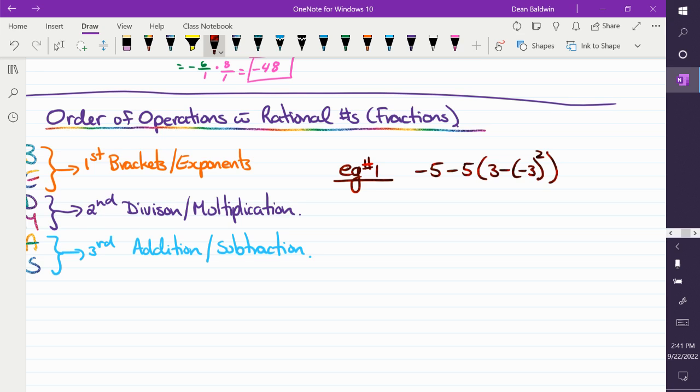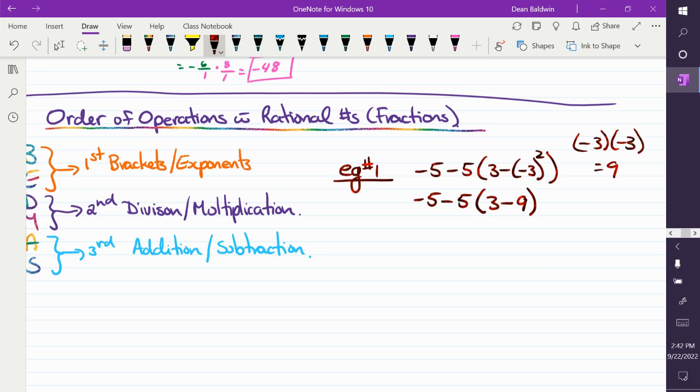Exponents. Okay, so -5 minus 5 bracket 3 minus. What is -3 to the power of 2? Well, what does it mean? It means -3 times -3. What's a negative times a negative? Positive. What's 3 times 3? 9. So it turns into 9. So this -3 squared became 9.